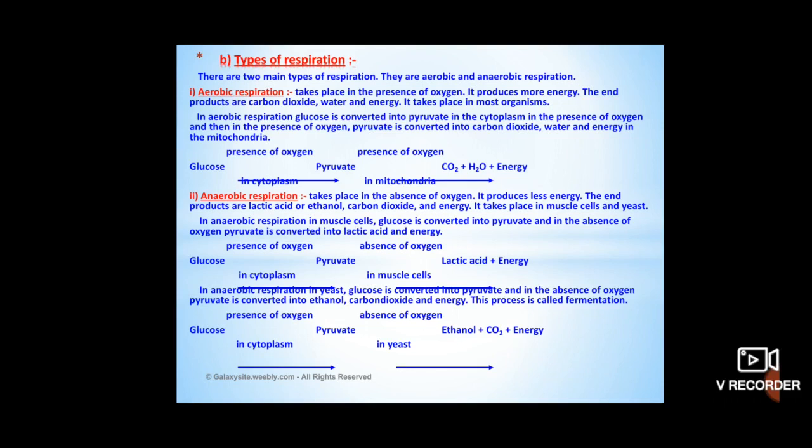As a result of anaerobic respiration, it produces less energy as compared to aerobic respiration. In aerobic respiration we get more energy. The end products in aerobic respiration are carbon dioxide, water and energy. But in anaerobic respiration, the end products are lactic acid or ethanol, carbon dioxide and energy. This takes place in muscle cells and also in yeast.